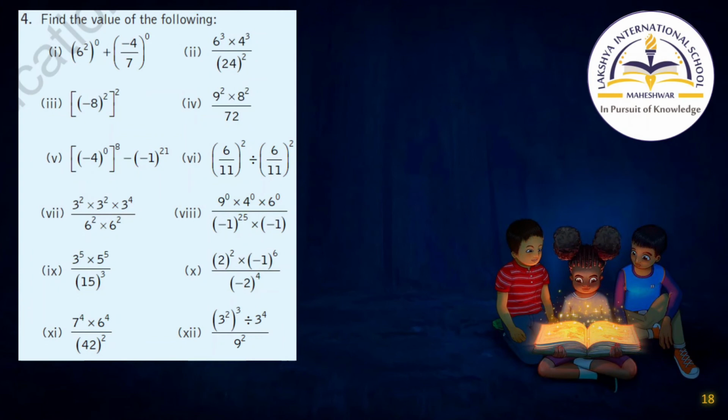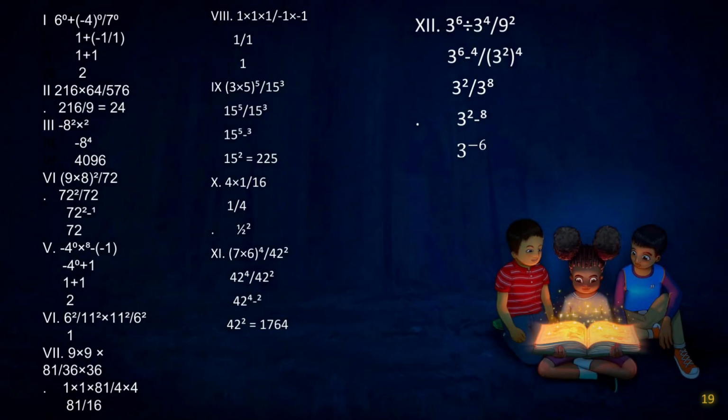Now we will solve question number 3. Minus 8, 2 into 2, 4. Now you have to multiply: minus 8 into minus 8 into minus 8 into minus 8. So you will get 4096 as the answer.